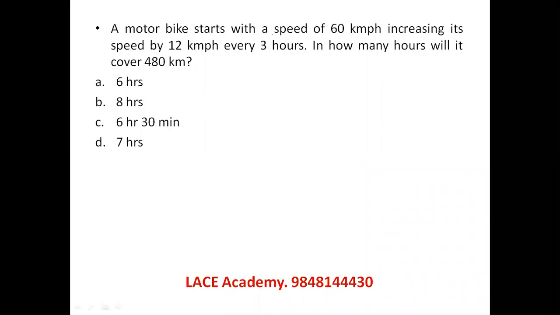A motorbike starts with a speed of 60 km per hour, increasing 12 km per hour every 3 hours. In how many hours will it cover 480? Let's see. In the first 3 hours it travels 60, 60, 60. In the next 3 hours, the speed increases by 12, it becomes 72. So in the next 3 hours, it travels 72, 72, 72. So this is 180, this is 216. So 396 kilometers is already traveled.